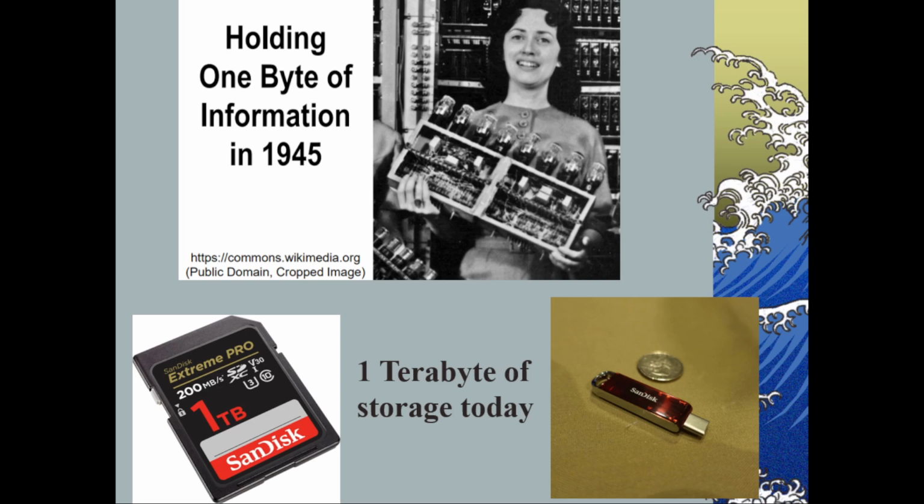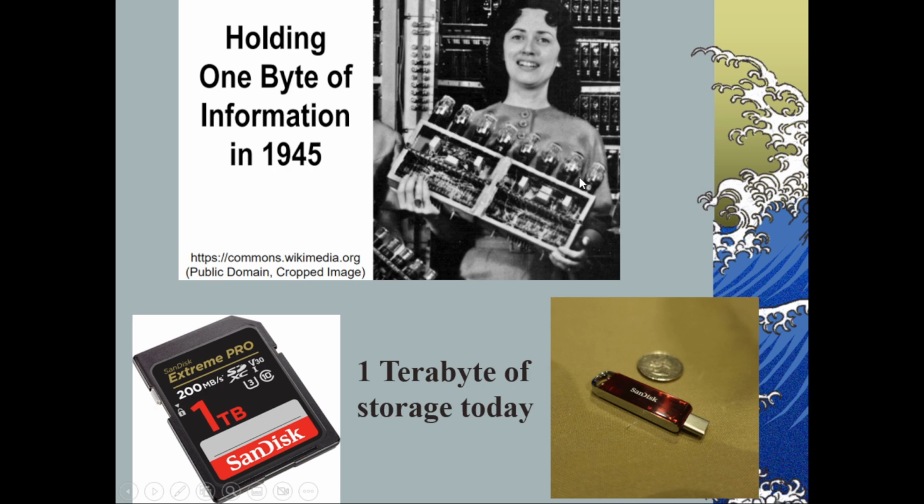So, a byte of information. This lady is holding 1 byte of information in 1945. I believe this was the ENIAC computer. Those big things there that look like light bulbs are called vacuum tubes, and that is what signified the on or off, or 1 or 0.